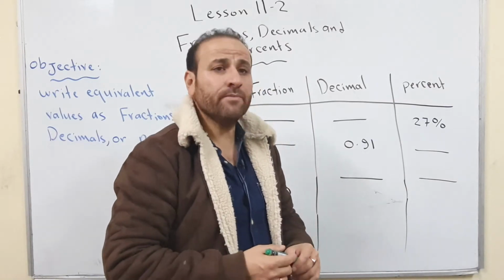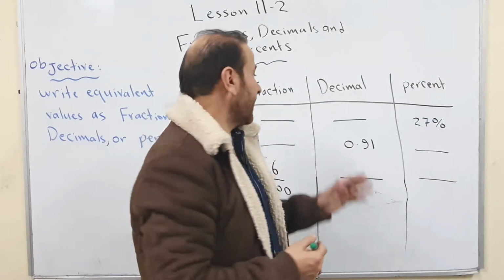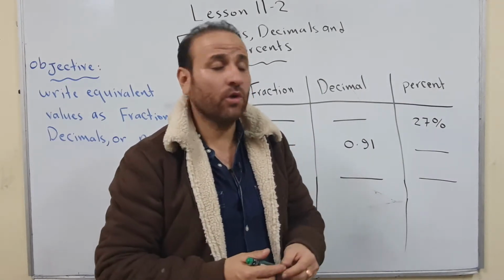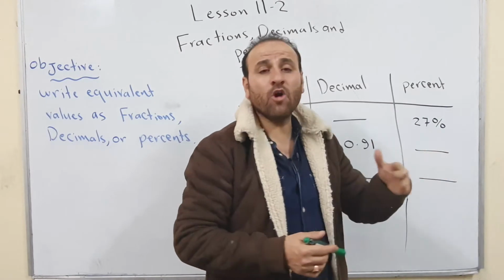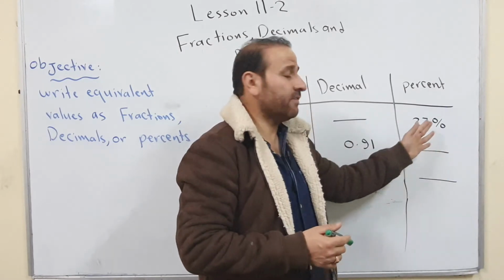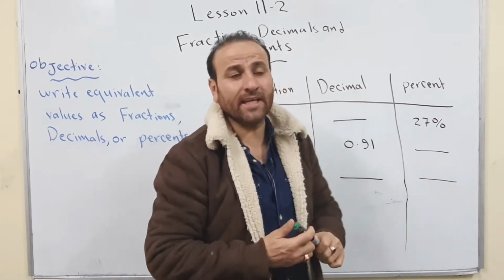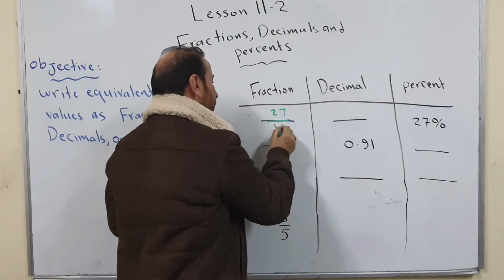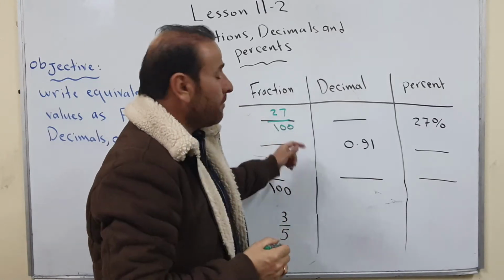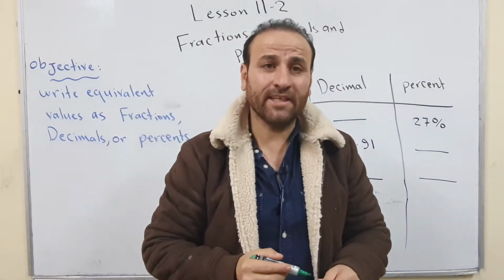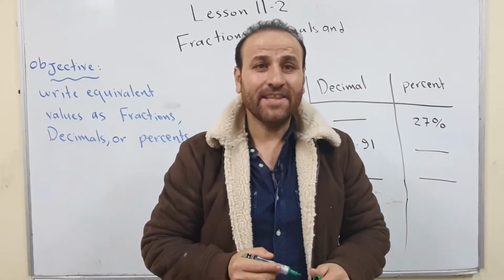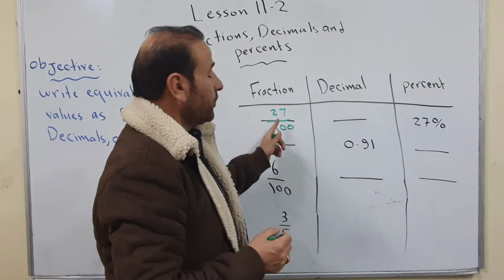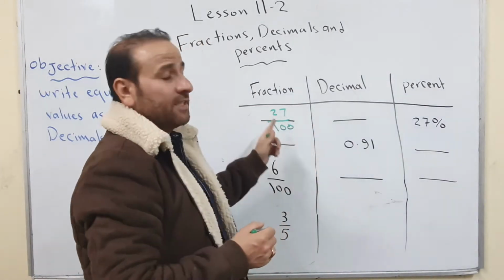27%. 27% is very easy to make as a fraction because percent means out of 100. So the percent is how many hundreds. So 27% is easy to write as 27 over 100. Now a number with the denominator of 100 or 10 is easy to write as a decimal. So this is 27 out of 100, 27%. So it's 27 hundredths.